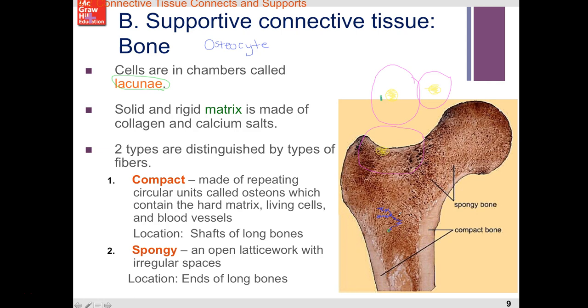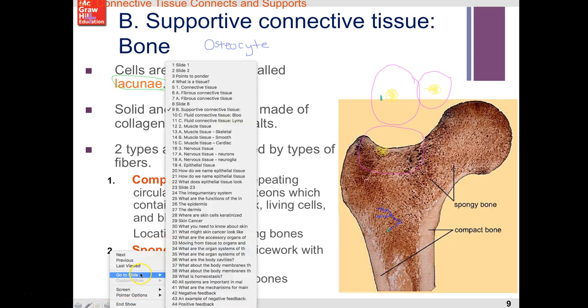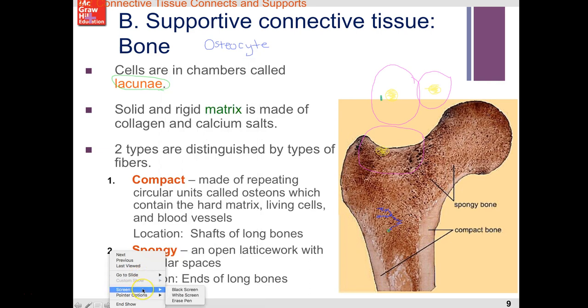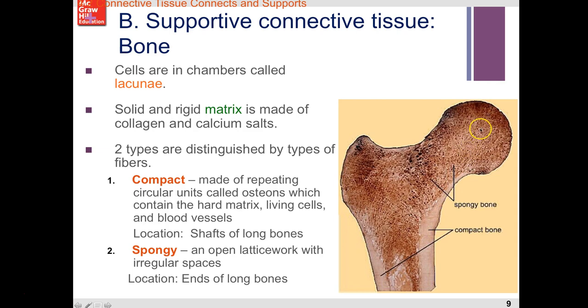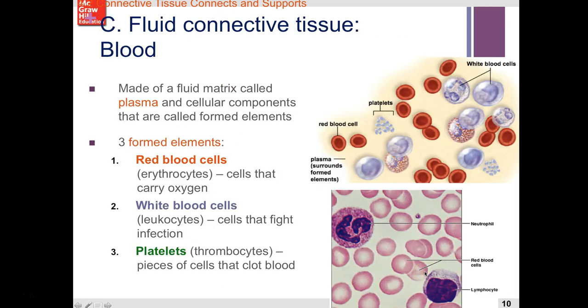So let me switch here. And do I have a way to clear the screen? Okay, perfect. So at the very top, at the end of the long bone, you see this is the spongy bone. So you'll see these little holes, these spaces amongst that bone. And then if you look at the shaft, or as this bone is heading down to be the shaft over here, that is compact bone.